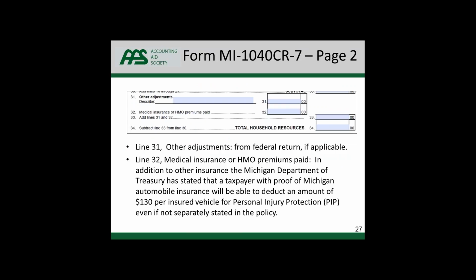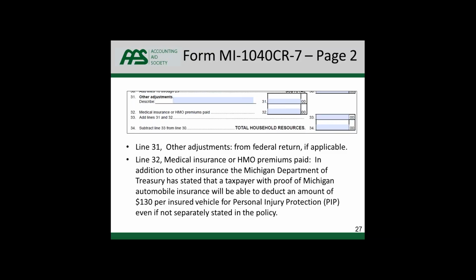Okay. Other adjustments, if you're filing a federal return and you have adjustments on the front page of the 1040, that could be, for example, student loan interest, IRA contributions, things like that. Probably not going to be applicable to the taxpayers you're trying to serve. But if you're filing federal, those would come into play, and they reduce total household resources, which gets you a bigger credit. Medical insurance, you can add that in.